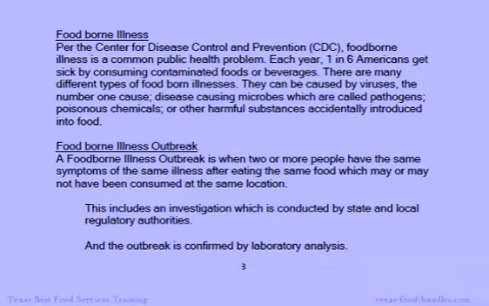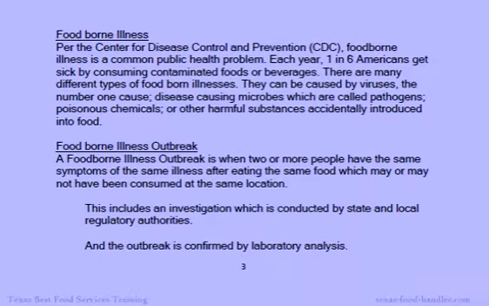Foodborne illness. According to the Centers for Disease Control and Prevention, foodborne illness is a common public health problem. Each year, 1 in 6 Americans get sick by consuming contaminated foods or beverages. There are many different types of foodborne illnesses. They can be caused by viruses, the number one cause, disease-causing microbes, which are called pathogens, poisonous chemicals, or other harmful substances accidentally introduced into food.